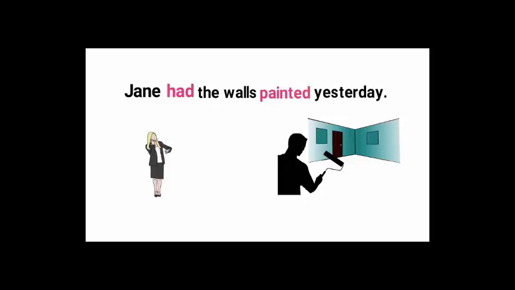This means that Jane arranged for somebody else to paint the walls. She didn't paint them herself. The passive is used as the emphasis is on the fact that the walls are being painted rather than who is doing it.